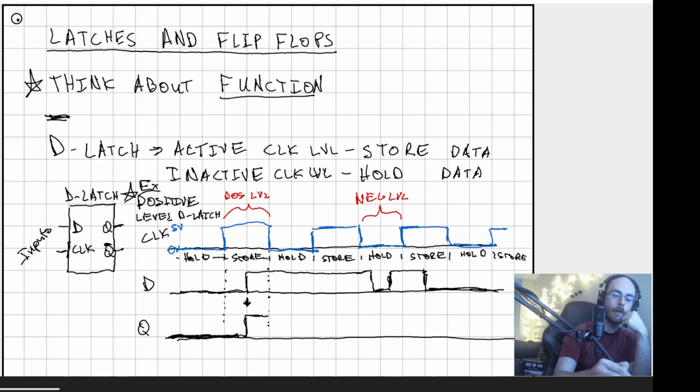For the hold, we take whatever value we have, and we hold it for that entire period. So I'm just going to hold it all the way across. When we get to the next store, we take whatever is up here and just copy it down. So we get to the next store and we store it in. Now, in this example, it just happens to keep holding this one value, but we are storing this one for the entire duration here.